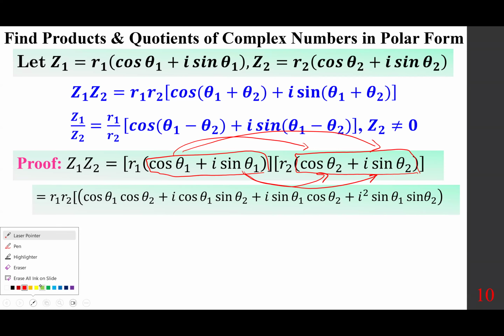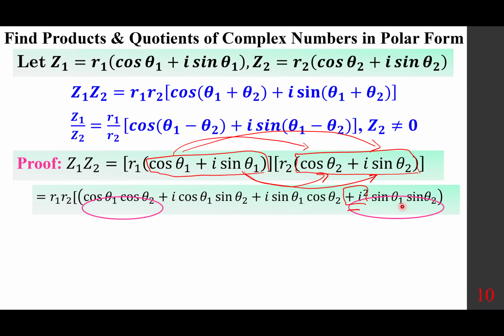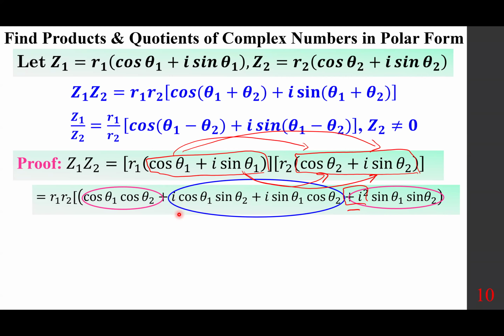First thing first, notice this becomes minus because i squared is minus 1. That's the first thing I want everybody to notice. Then this one and this one we are going to combine, and these two we are going to combine. When we combine, r1 r2 remains. Cosine of theta 1 cosine of theta 2 minus sine of theta 1 sine theta 2, because i squared goes away, becomes minus. And we're going to put these two together and we factor the i out. This becomes plus i.